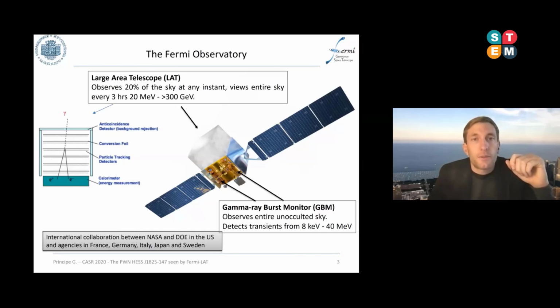So about Fermi-LAT, the Large Area Telescope, namely also LAT, is the main instrument on board the Fermi satellite, and it observes the entire sky in 3 hours, and it detects photons using the pair production effect, as you can see here, between 20 MeV and more than 300 GeV. Together with the LAT, there is also the Gamma-ray Burst Monitor, which instead is looking at the entire sky, so unocculted by the Earth, for the bursts which come in the energy range between 8 keV and a few MeV.